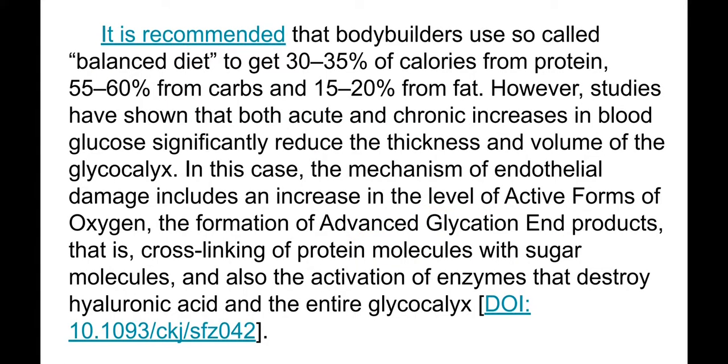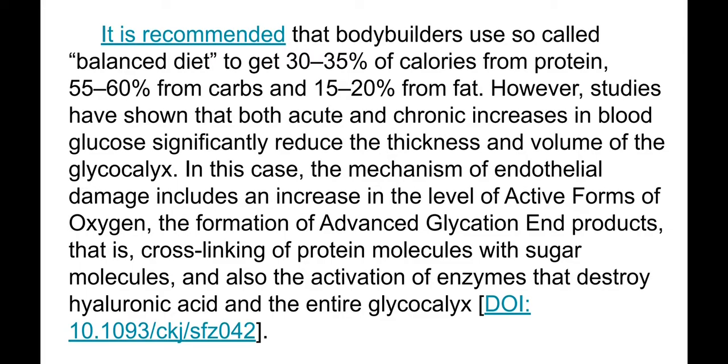Okay, then again, as I said, bodybuilders and medical professionals recommend a so-called balanced diet, to get 30-35% of calories from protein, 55-60% from carbohydrates, and only 15-20% from fat. But again, as I said, you get a higher concentration of glucose in the blood, and you will get the effects in time. It is not instant, of course. It develops, but your lifespan is shorter, and you develop all these morbidities, all these problems in older age that we see in old people.